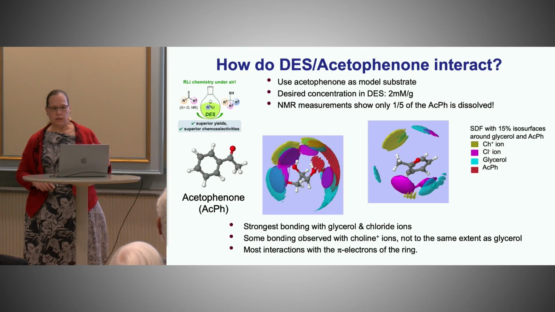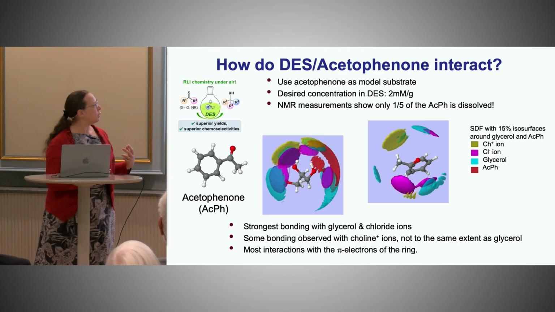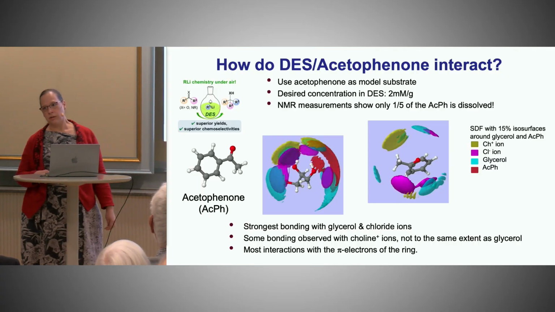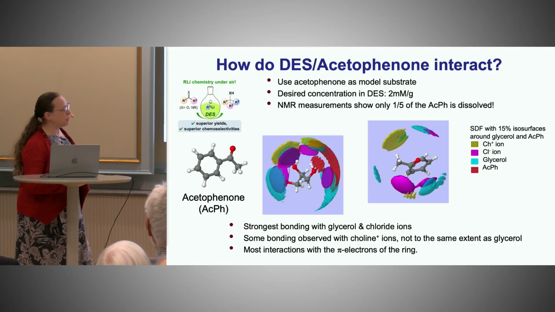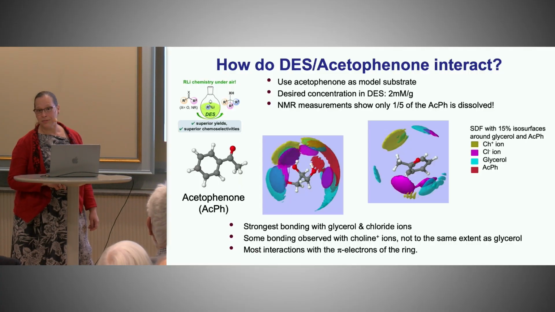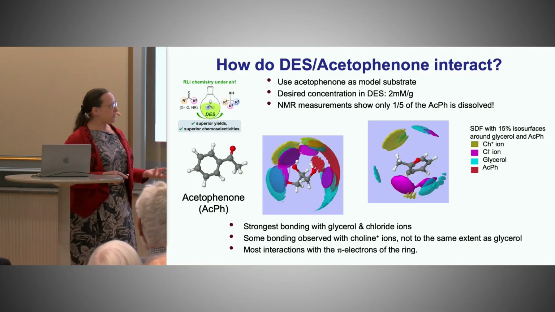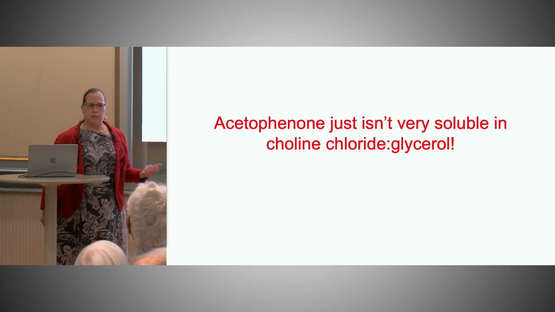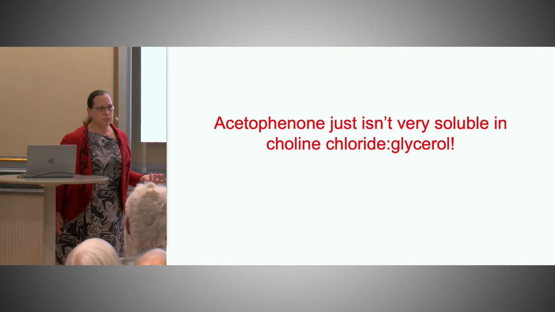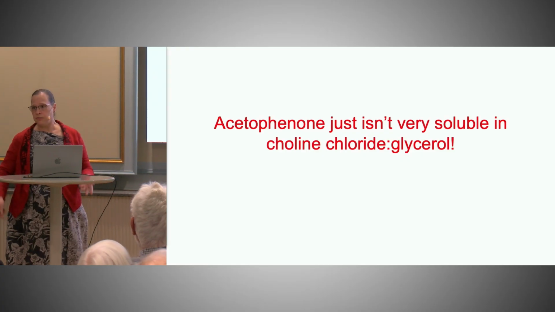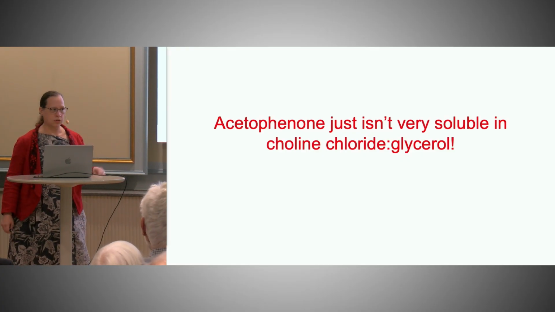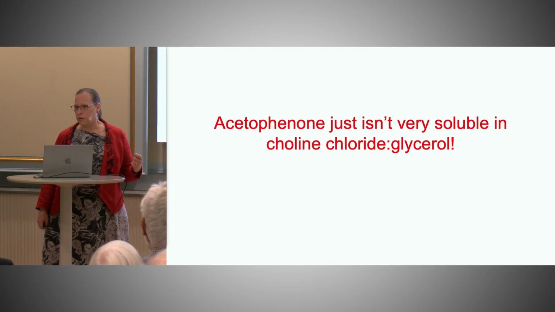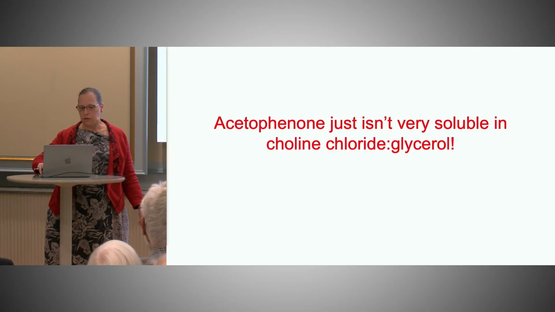And the other thing that we found, when we tried to do these experiments, we wanted to get 2 millimoles per gram of acetophenone in our deep eutectic, but when we tried to dissolve it, we couldn't get it to dissolve. We only got about 1/5 of that concentration in the solvent. So it seemed that, well, acetophenone just wasn't very soluble in this choline chloride glycerol. It's very soluble in glycerol alone, but not so soluble in choline chloride glycerol, which is odd if it's supposed to be activating the chemical.